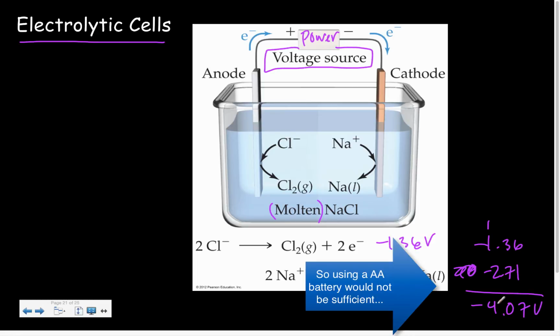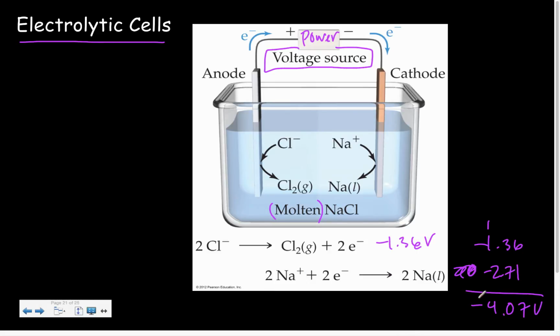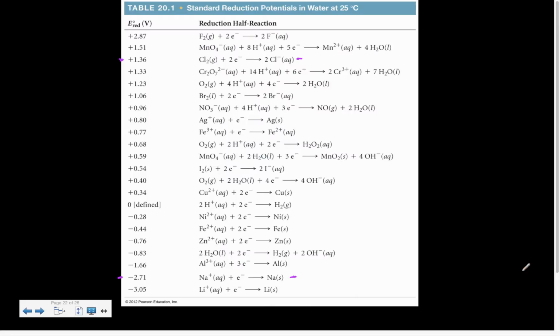here this number basically tells us how much power we need to put in to make this happen. Which means that if I had a power source that was like 1.5 volts, which is your standard AA battery, we could not make this reaction happen. It needs to be at least 4.07 volts or greater if we want this to occur.